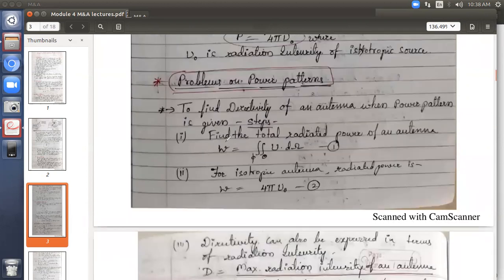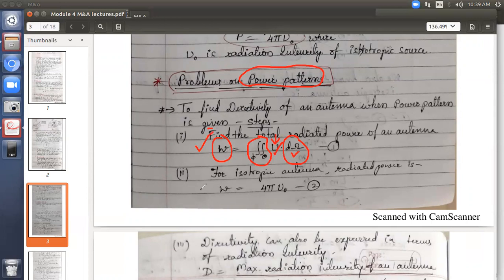Very first step is using this equation, the total radiated power W, which is the surface integral, double integration, of radiation intensity U into d omega. It is the solid angle. So through this, U will be given to you, that is, the power pattern will be given to you in terms of radiation intensity. Hence, you have to go for the first step, calculate the total radiated power W.